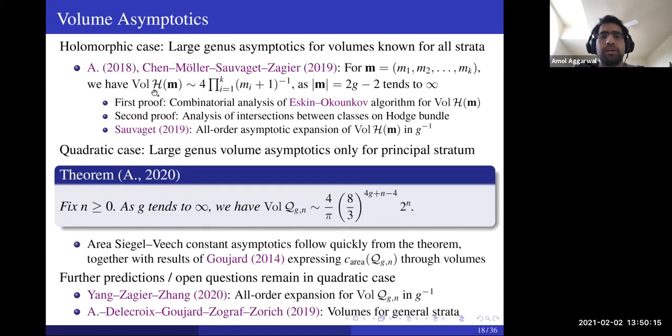So now I've described these volume asymptotics. And next, what I want to do is go into how these things are related to intersection numbers.